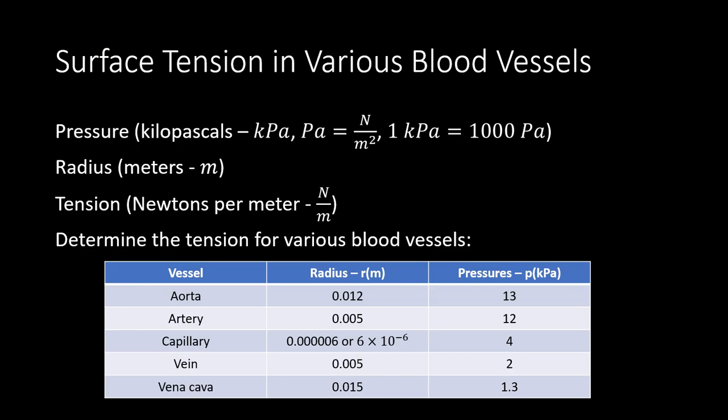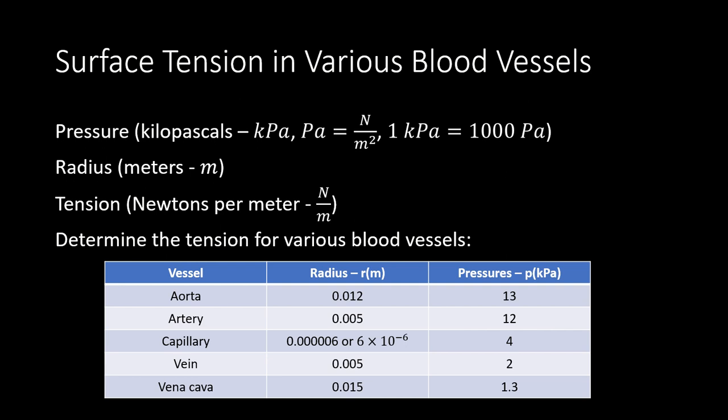Well, when it comes to surface tension in blood vessels, we'll look at pressure in kilopascals. A kilopascal is 1,000 pascals, and a pascal is simply a newton of force divided by a square meter of area. The radius will be in meters. Tension is going to be in newtons per meter, or force applied across some one-dimensional length.